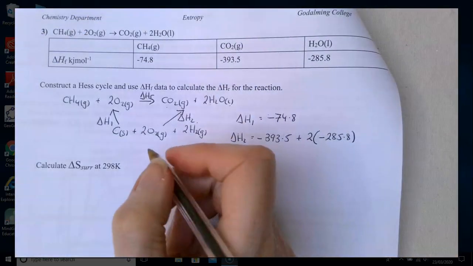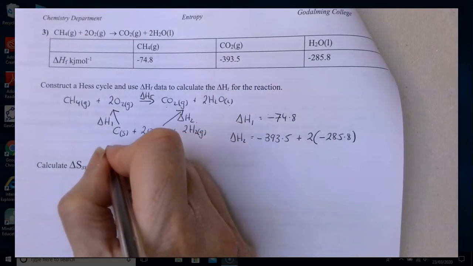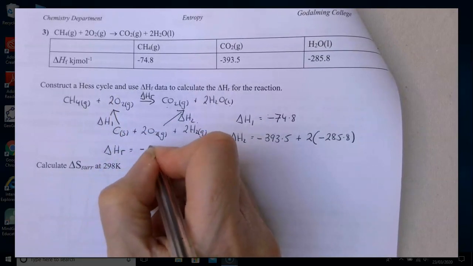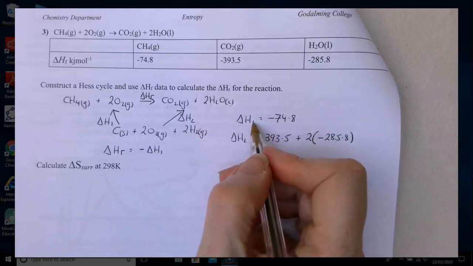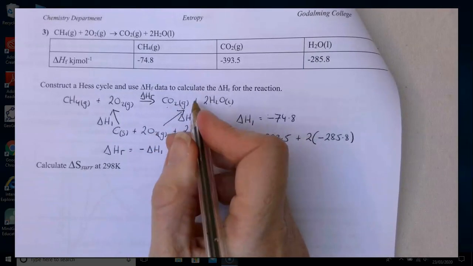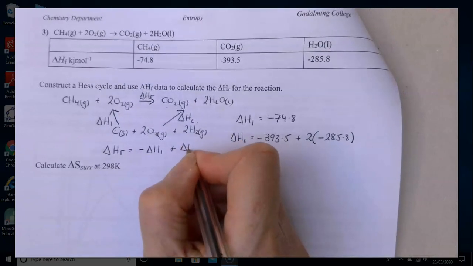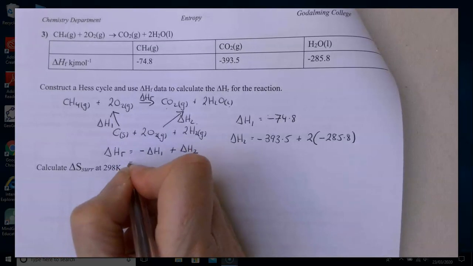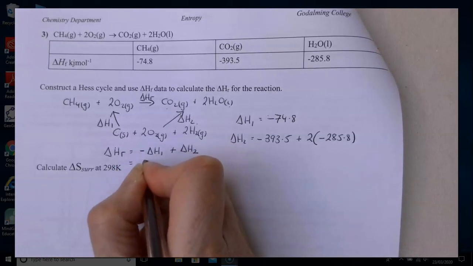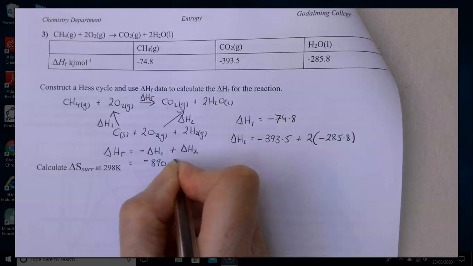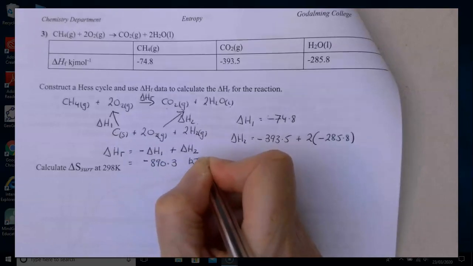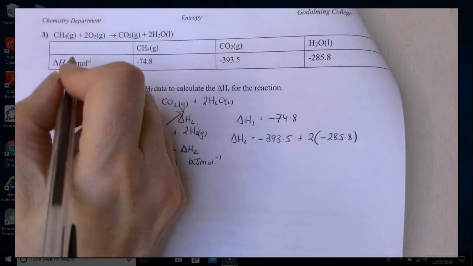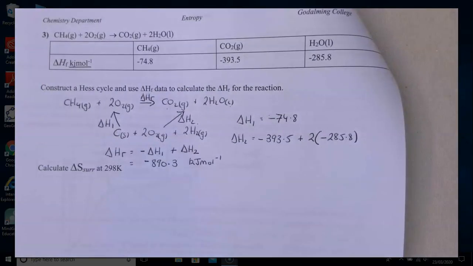Okay. Now, to work out my delta H of reaction across the top, delta H R is equal to minus my delta H1 value, so minus this value, plus, because I'm going in the same direction as the arrow, plus delta H2. Now if I put all those numbers in my calculator, press all the right buttons correctly, I will get minus 890.3. Remember, this is in kilojoules per mole because I'm dealing with enthalpy changes, and I've been told up here that my units are in kilojoules per mole.